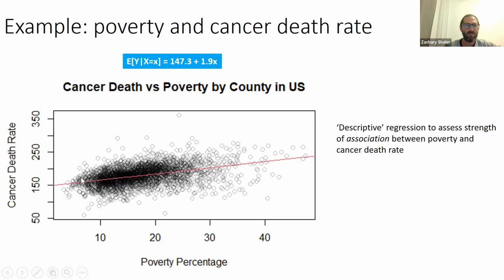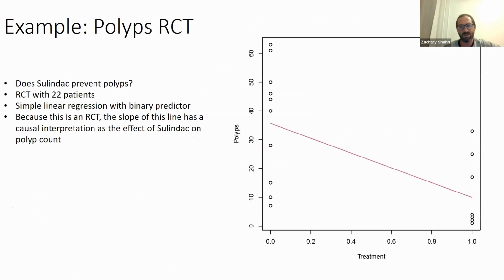And we found the best fitting line to this data, assuming that it follows a simple linear model, was that the expected cancer rate, given that the poverty rate was equal to x, is 147.3 plus 1.9 times the poverty rate. And the interpretation of this is that if you compare two counties and one county has a poverty rate that's 1% higher than the other, you'd expect, on average, the county with the higher poverty rate will have 1.9 per 100,000 more cancer deaths. And this is a descriptive regression or a predictive regression. You can use this to describe the association between poverty percentage and cancer death rate across counties. And it's not saying anything causal necessarily.